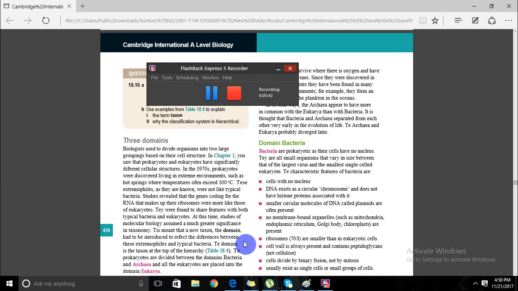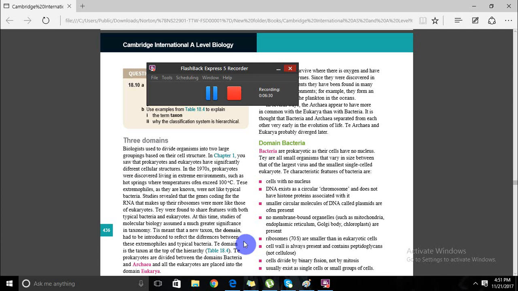So, let's now talk about the individual domains. And while we're discussing the domains, we will compare especially the domain archaea and the domain bacteria. So, the domain bacteria and the domain archaea, neither of them have a true nucleus, and neither of them possess membrane-bound organelles like mitochondria, and both of them have DNA in the form of a single circular molecule of DNA.